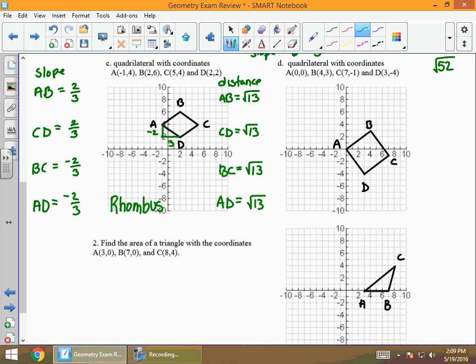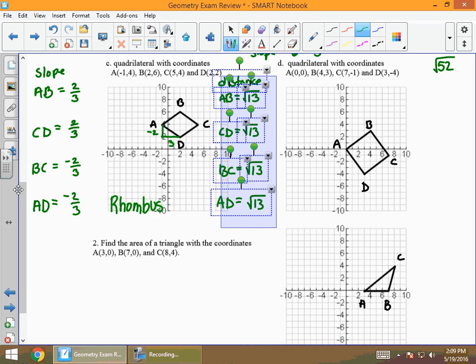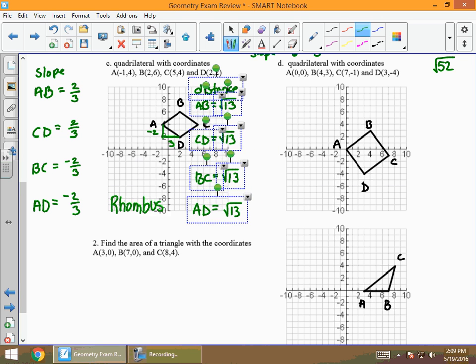And then I need to figure out if it is a square, and we can tell it's a square if AB and BC are opposite reciprocals. And as I look at 2/3 and negative 2/3, they are just opposite. They are not reciprocals. In order to be a reciprocal of 2/3, you would need negative 3/2. So it does need to be flipped upside down. So this is not a square. This is merely a rhombus.